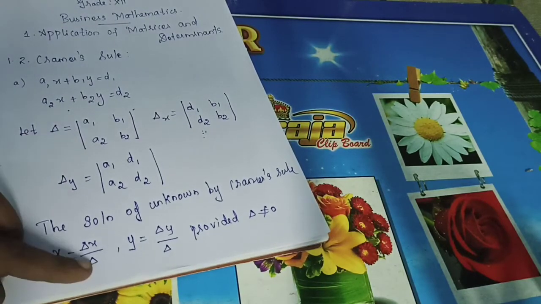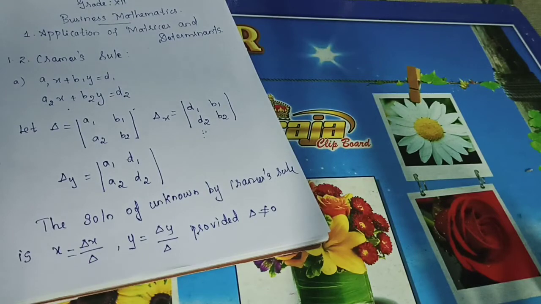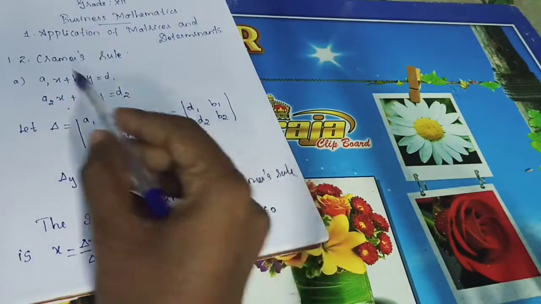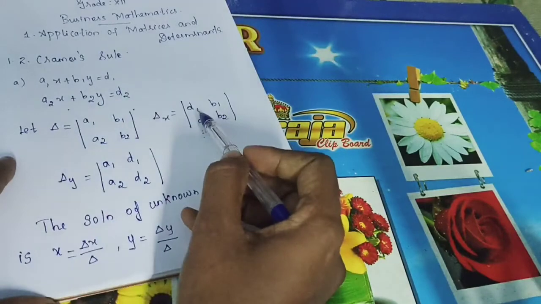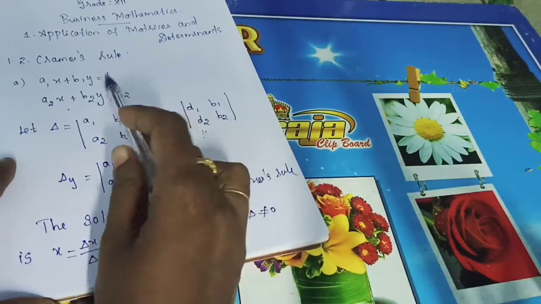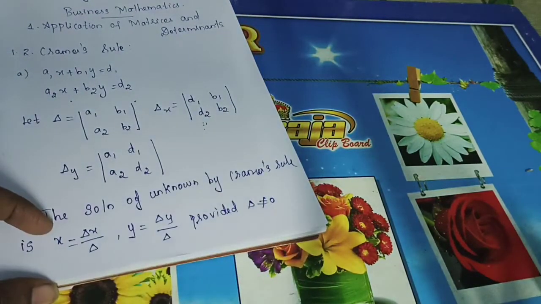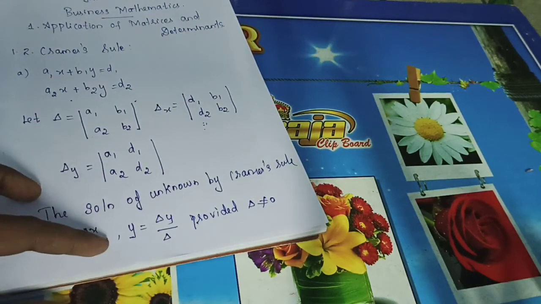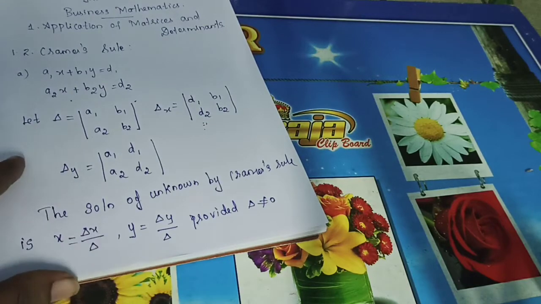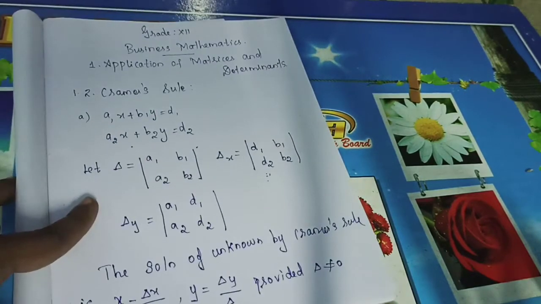That's all. So, if they give the equations, first you need to find the determinant value, that is delta. Afterwards, you replace like this: in the place of a1 and a2, you bring d1 and d2, that is the constant values. Then the same for delta y. Afterwards, the x value is delta x by delta, and the y value is delta y by delta. Keep it in mind, provided delta is not equal to 0. This is for 2 unknown variables.